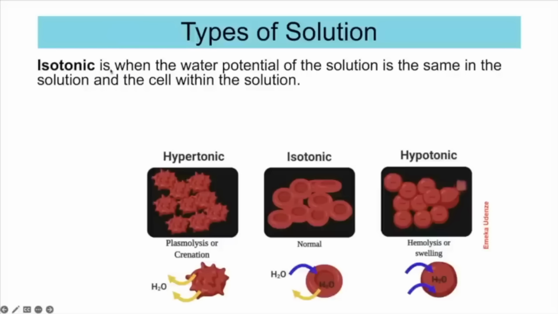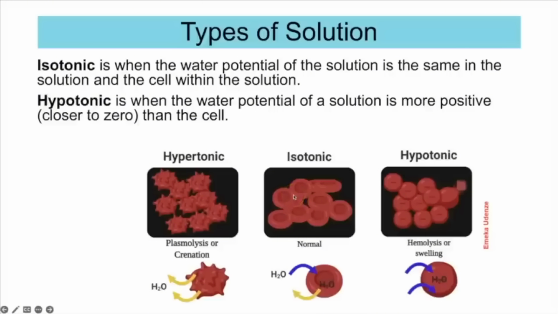An isotonic solution is when the water potential of the solution is the same in the solution and the cell. And because there is no water potential gradient, there'd be no net movement of water in or out of a cell. And in an animal cell, we can see here is a red blood cell as an example, that has no impact on the overall size or shape of the cell.